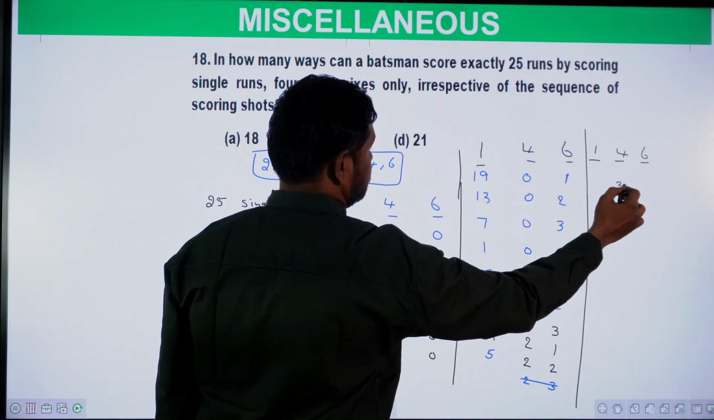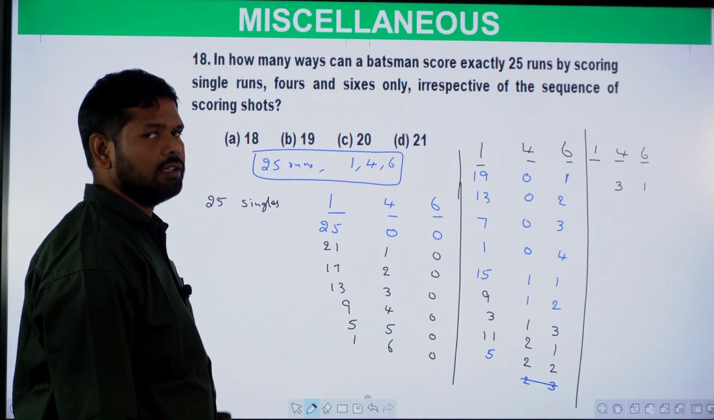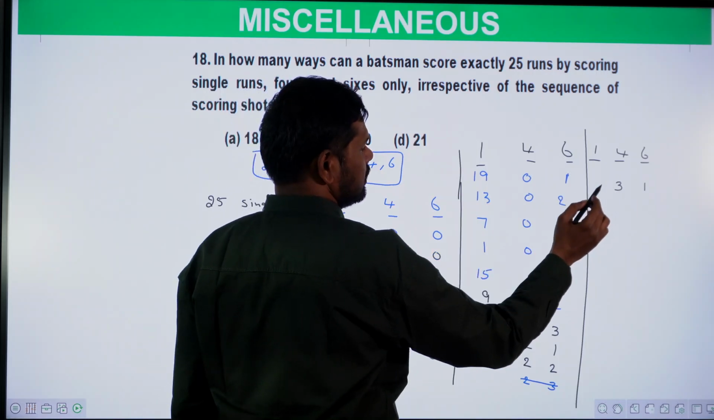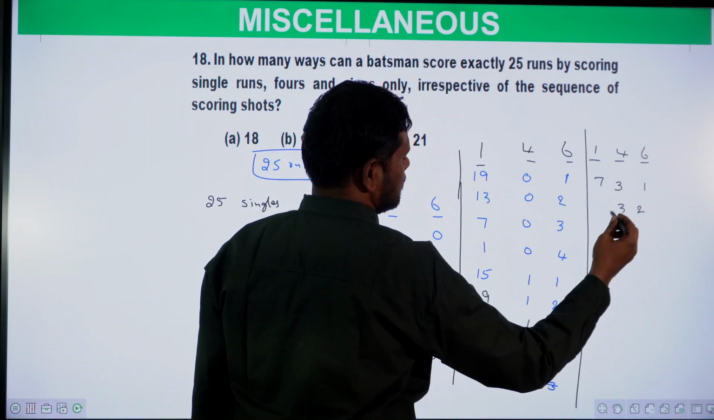3 fours and 1 six. 3 fours and no sixes are already completed. 3 fours and 1 six: 3 fours is 12 plus 6 is 18, which means 7 singles. 3 fours and 2 sixes.